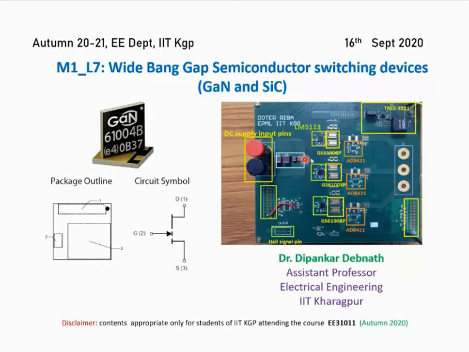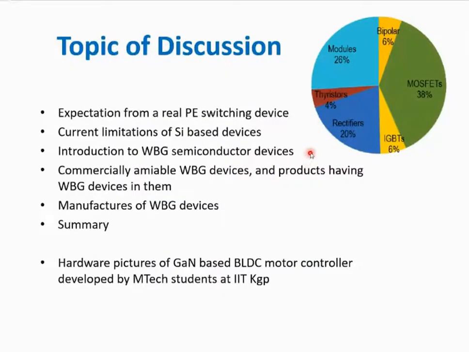So let's move ahead and discuss more about this. To start with, we'll first understand what the expectations are from real power electronics switching devices. By this time, you must have a fair idea about that. Now, what are the current limitations of silicon-based devices, which are mainly used now? Then we'll introduce you to these wide bandgap semiconductor devices.